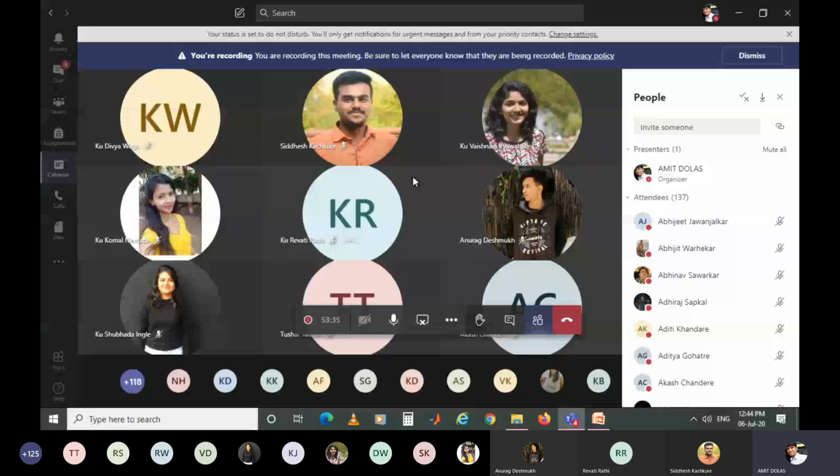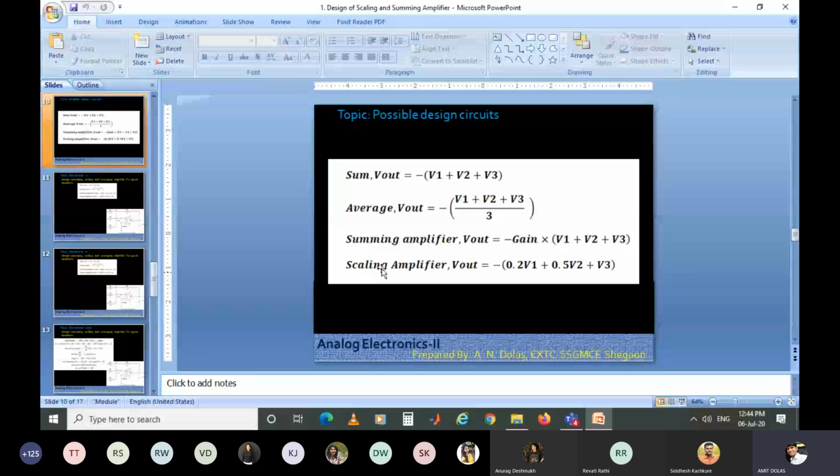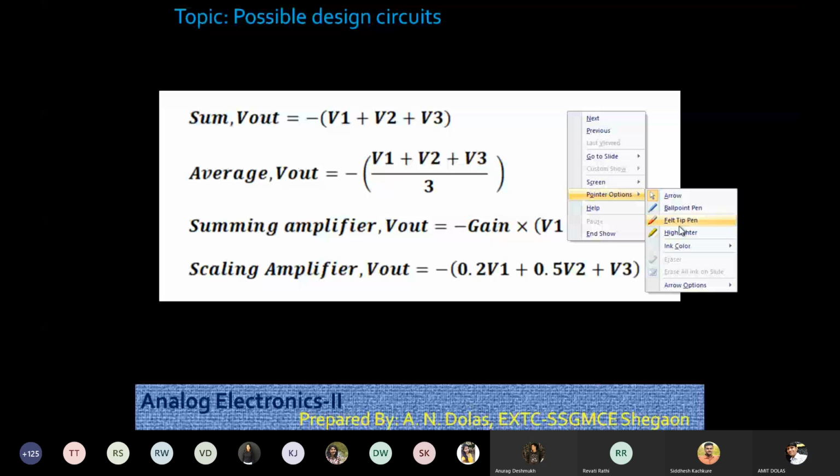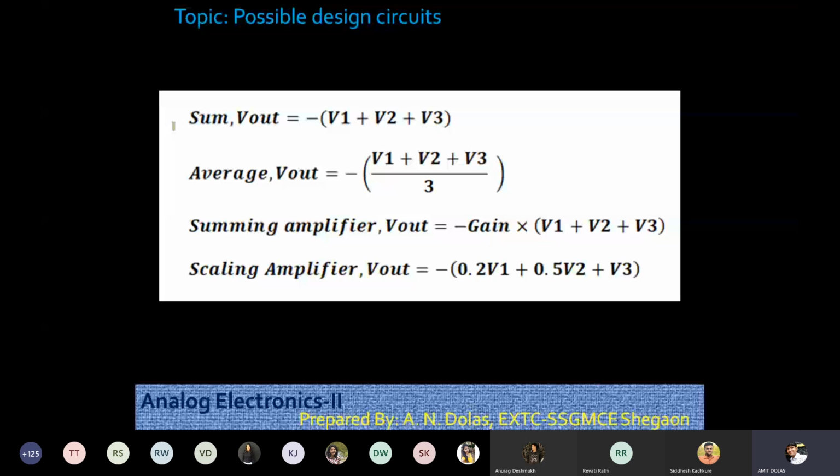Now I will move forward, and next is: whatever we understood or learned from those circuits, the possible design circuits can be on PPT. You can have summation only, like the output is the summation of some number of sources. I have used only 3. That's why I'm writing V1 plus V2 plus V3. Again, the minus sign is due to the inverting mode of operation.